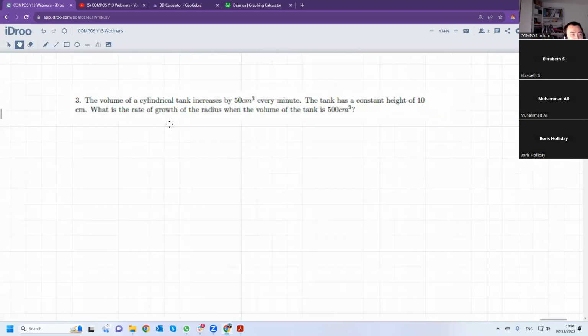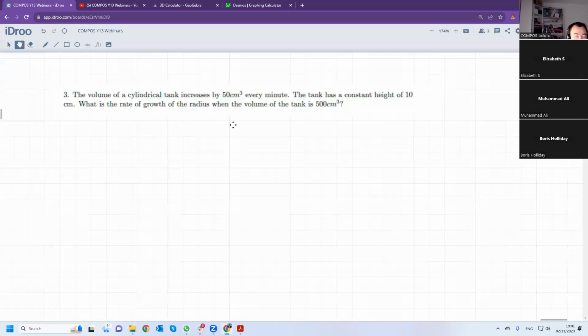The volume of a cylindrical tank increases by 50 cubic centimeters every minute. The tank has a constant height of 10 centimeters. What is the rate of growth of the radius when the volume of the tank is 500?